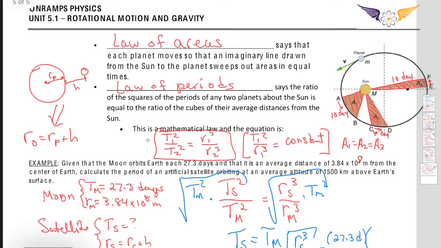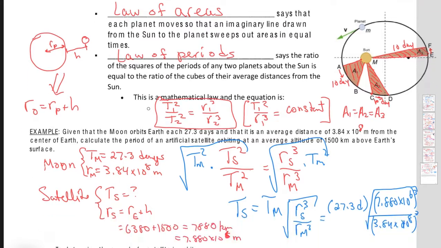I can leave that. I don't have to convert that, because I can just say I'm going to talk about my period in days. I may want to talk about it in hours if I find that it's a lot smaller value. And I'm going to take the square root of my distances. So I'm going to do the satellite: 7.8 times 10 to the 6th cubed, divided by 3.84 times 10 to the 8th cubed.